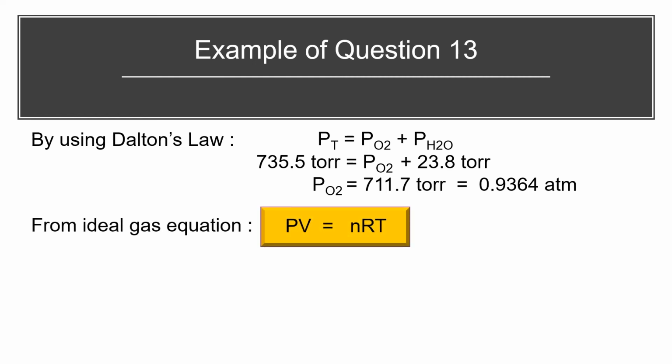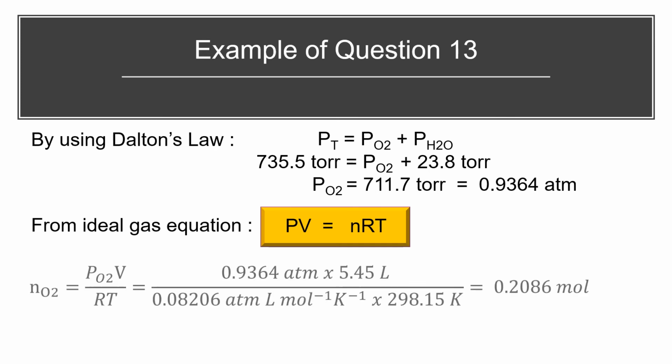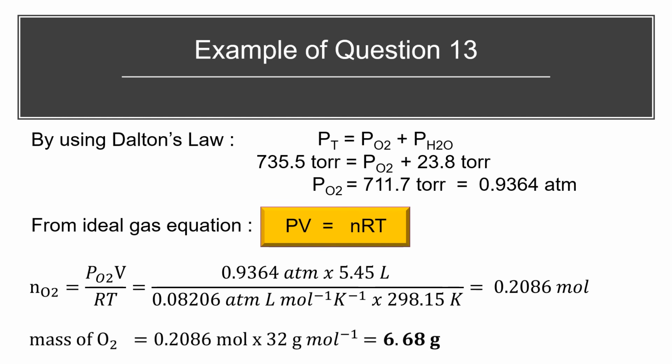By using the ideal gas equation PV equals nRT and substituting all the values given, we can determine the number of moles of the oxygen gas. And then convert the moles into mass.